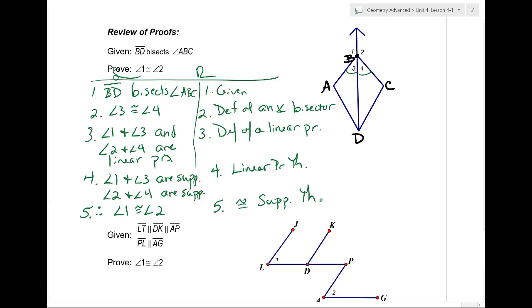Now some people ask, doesn't there have to be a linear pair there? I see a linear pair. Yeah, we just proved it. We said why it had to be there. It works out pretty good. Make sense? What do you guys think?